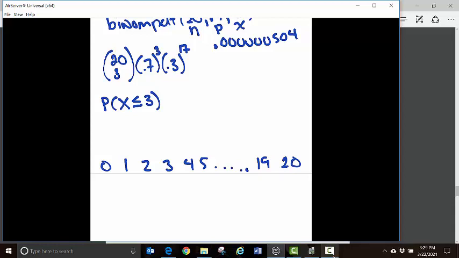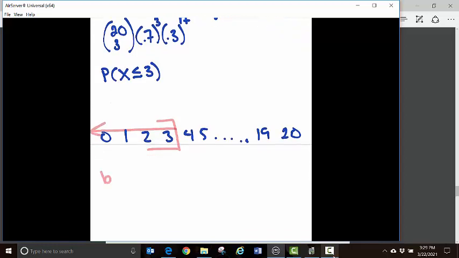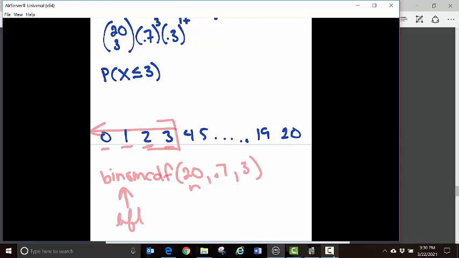Anyway, so less than or equal to 3 would be these guys, right? So let's just talk the calculator cheat, yeah? Binom CDF, 20, 0.7, and 3, but that's going to give you 3 or 2 or 1 or 0. This always goes to the left.